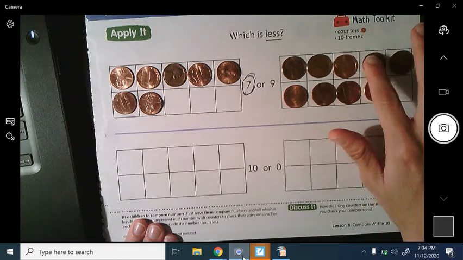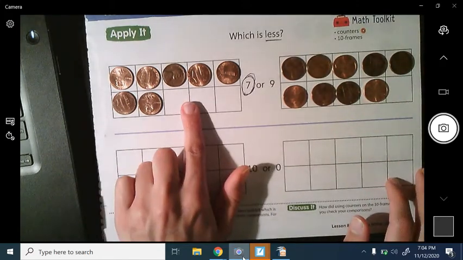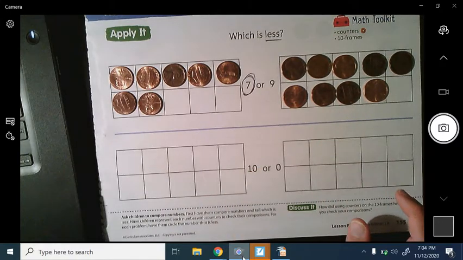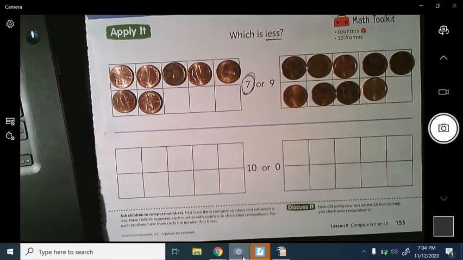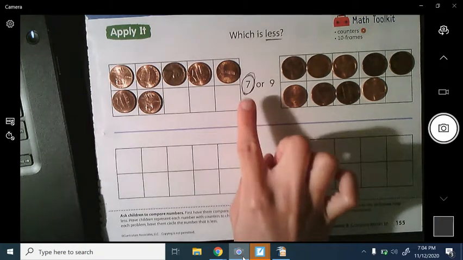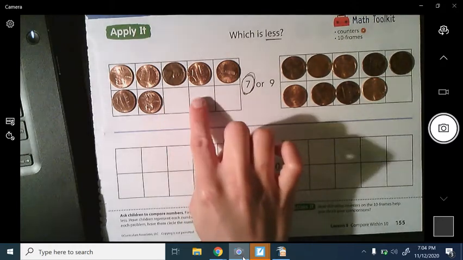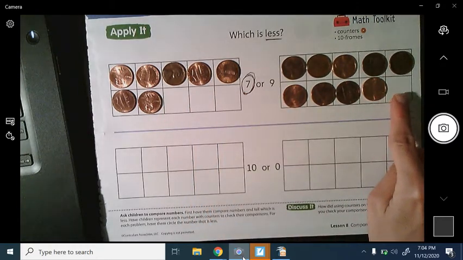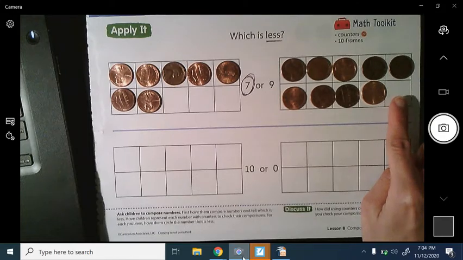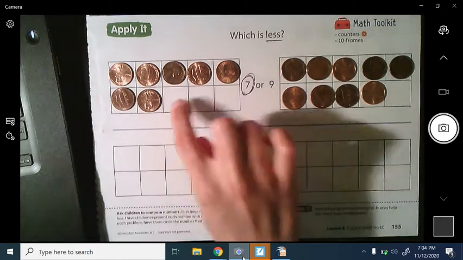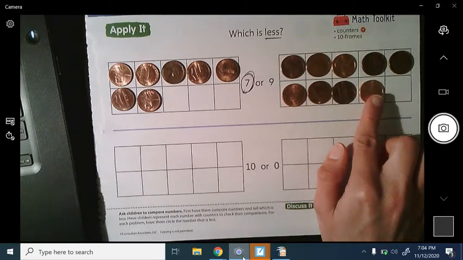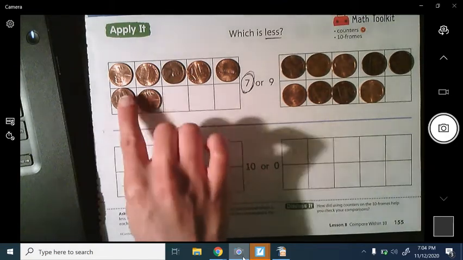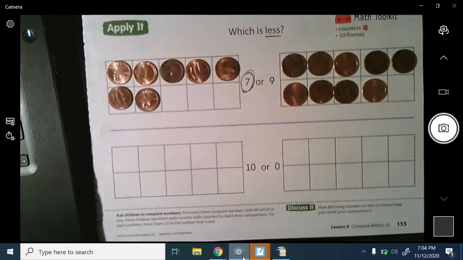Ooh, boys and girls, when I put 7 counters over here and 9 counters over here, how did that help me check to see which one is less? Did you notice that 7 has 3 boxes that are empty, but 9 only has 1 empty box? This is showing me that 9 has more counters in the 10 frame. 7 has less counters in the 10 frame.